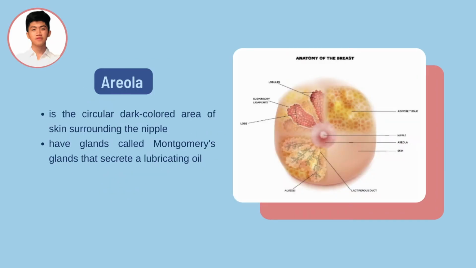Areola. The areola is a circular dark-colored area of skin surrounding the nipple. Areolae have glands called Montgomery's glands that secrete a lubricating oil. This oil protects the nipple and skin from chafing during breastfeeding.